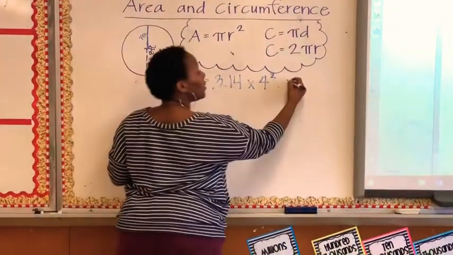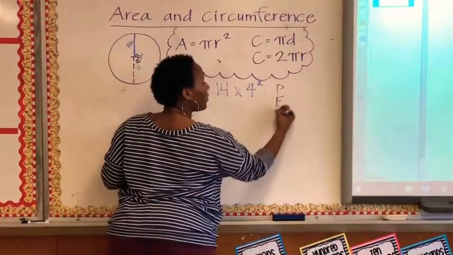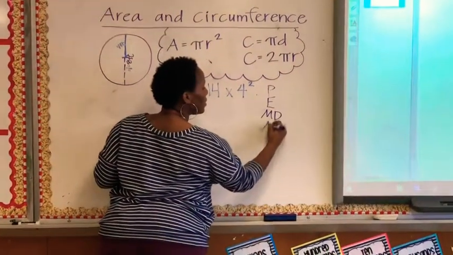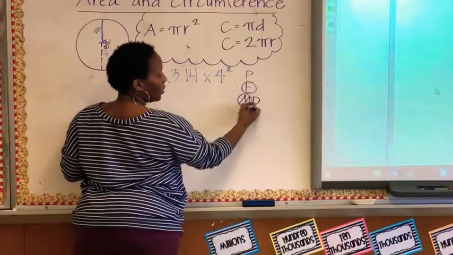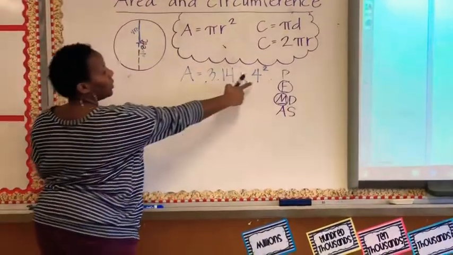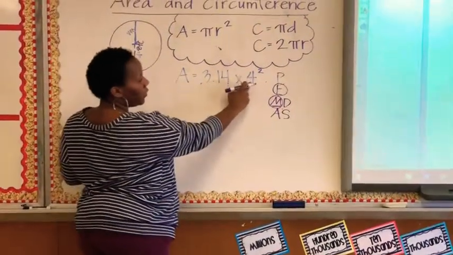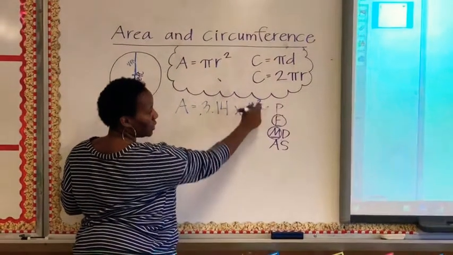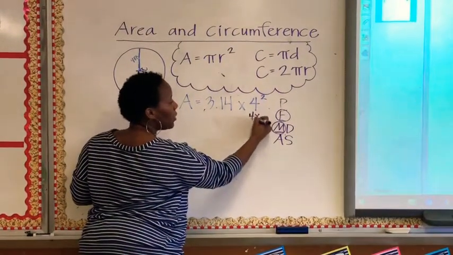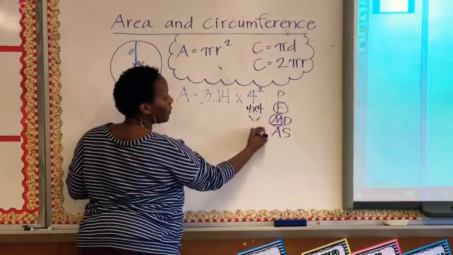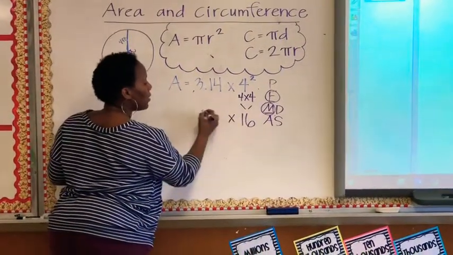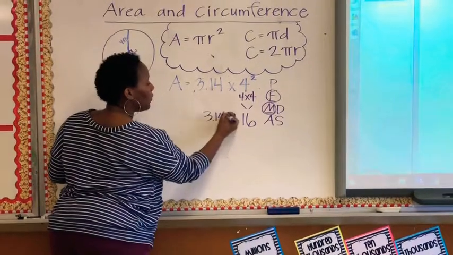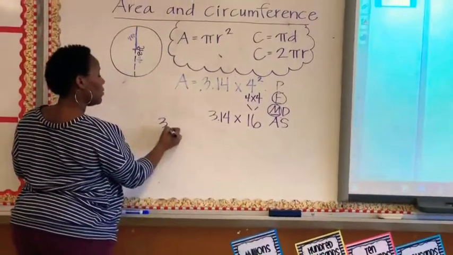Then, as we know, PEMDAS tells us that we do exponents before we multiply. So in this problem right here, I'm gonna do 4 squared, which is 4 to the second power, which means 4 times 4, which would give me 16. And then 16 times 3.14, then I will multiply that out.